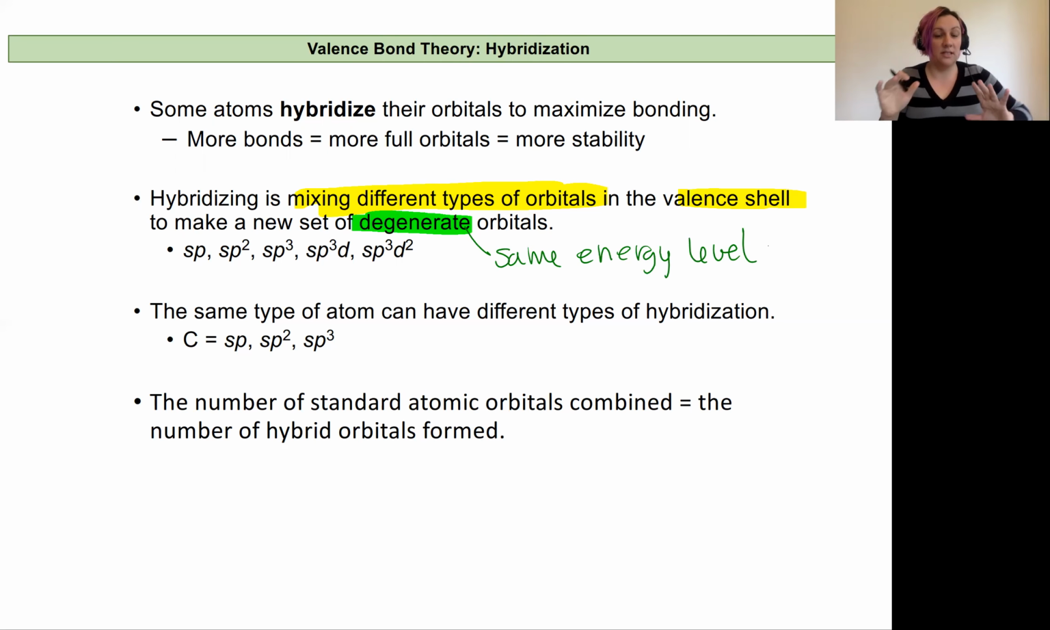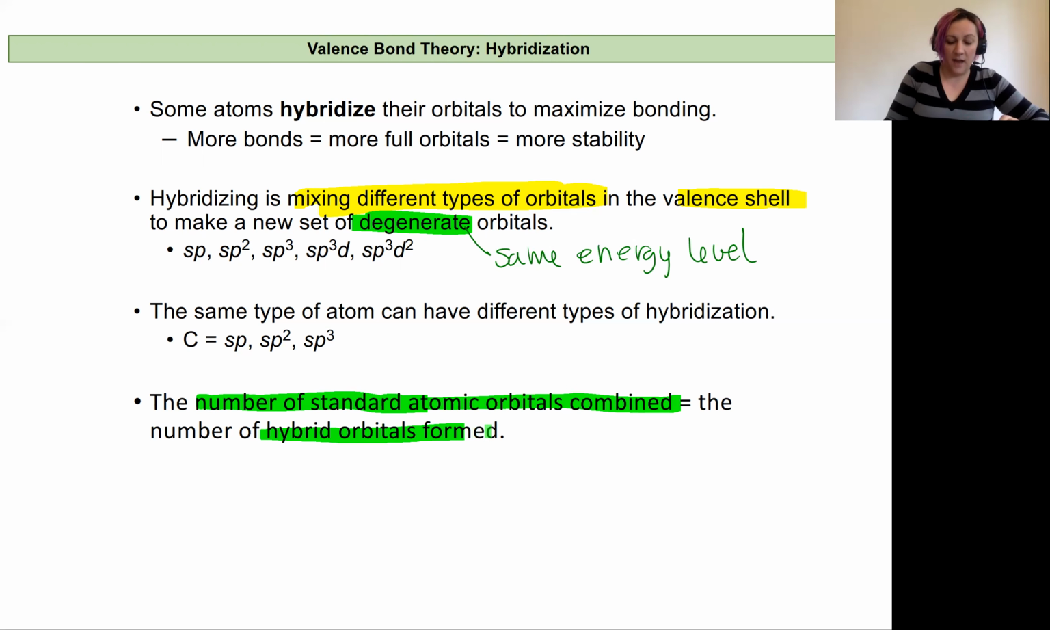Now, the same type of atom can have different types of hybridization. It can hybridize just one s and one p orbital together, or it could take an s and two p's, or an s and three p's, and it's going to hybridize a number of orbitals to maximize bonding. So it's going to depend on the atoms that it is interacting with to form covalent bonds too. So the standard here is that the number of standard atomic orbitals, so our s, our p, our d, that combine is going to be equal to the number of hybrid orbitals formed.